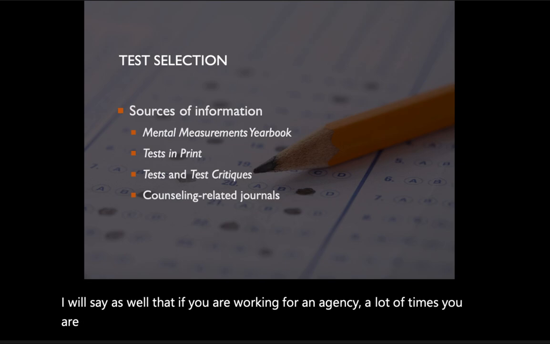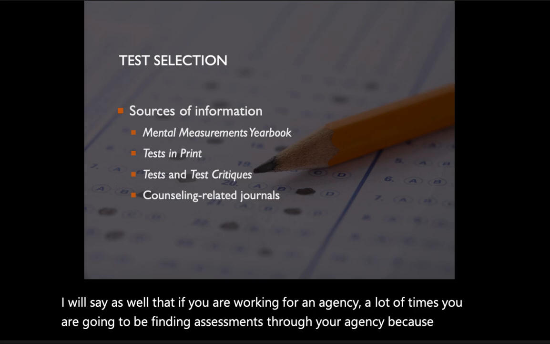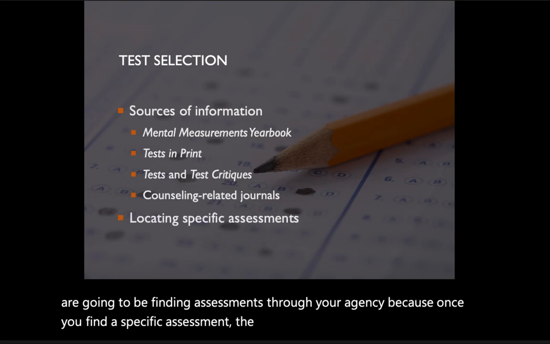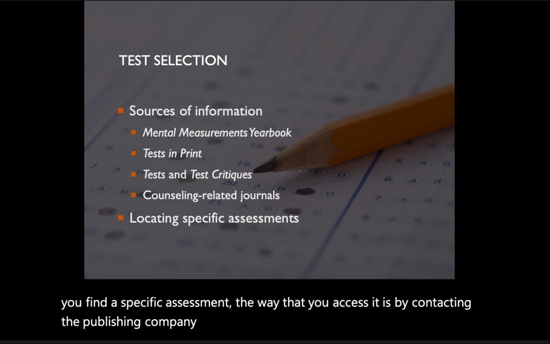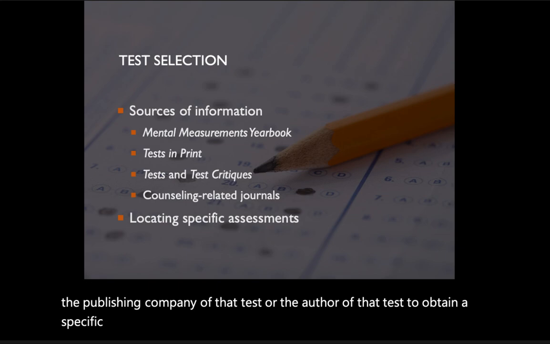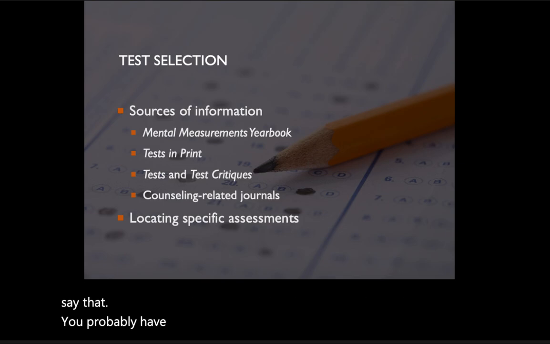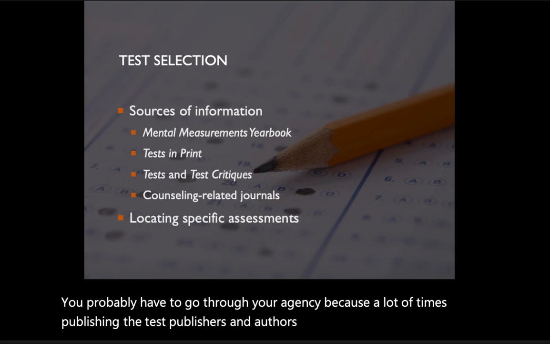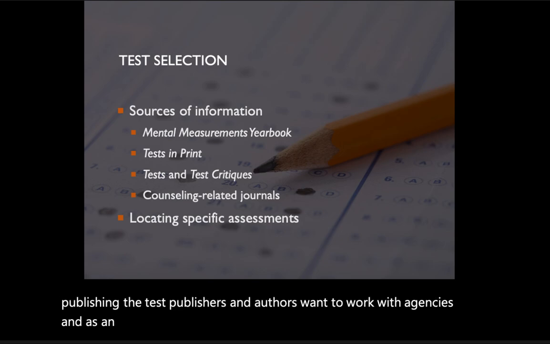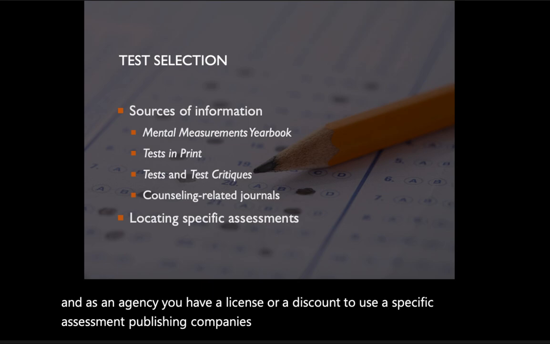you are going to be finding assessments through your agency. Because once you find a specific assessment, the way that you access it is by contacting the publishing company of that test or the author of that test to obtain a specific commercially published assessment that you can then use. And I say that you probably have to go through your agency because a lot of times the test publishers and authors want to work with agencies, and as an agency, you have a license or a discount to use a specific assessment publishing company's resources.